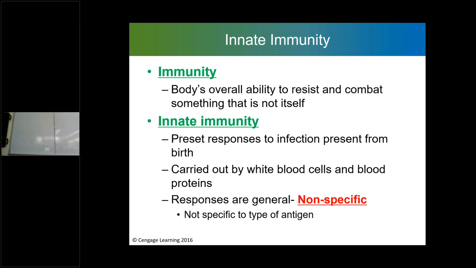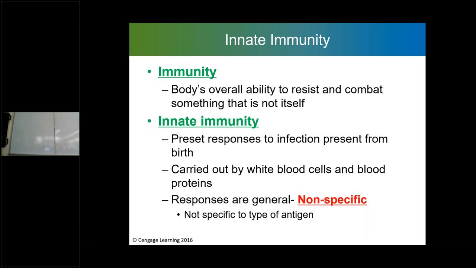Now the innate immunity. So here we go. First, we have to get the definition of immunity down: the body's overall ability to resist and combat something that is not itself. Within the human body, our immune system is able to determine whether cells are self, their own body cells, or foreign. Now, how about in the case of an autoimmune disease? That's when the body attacks itself. Then the body has a problem determining whether a cell is self or non-self, and that's a big deal.